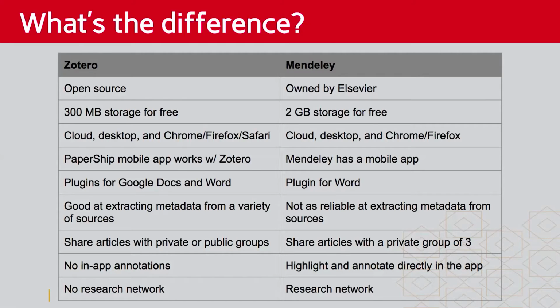But basically, some of the key differences. Zotero is open source. That means the code is out there for anyone to see and add to and manipulate. Whereas Mendeley got bought by Elsevier, so it's part of big science now, I guess. And that could mean that things change in the future or not. It's sort of up in the air.